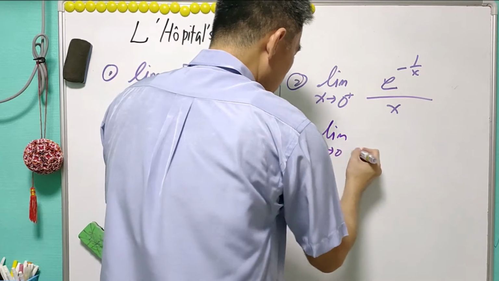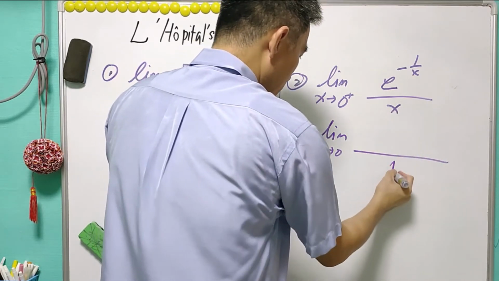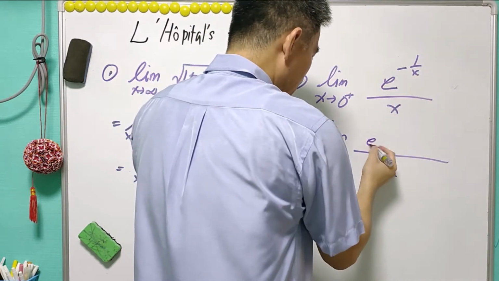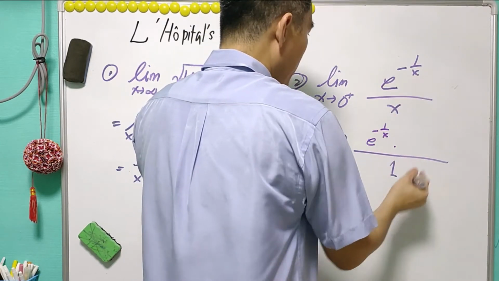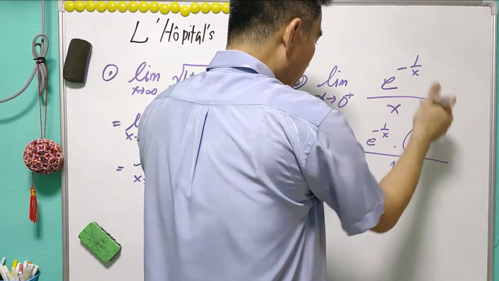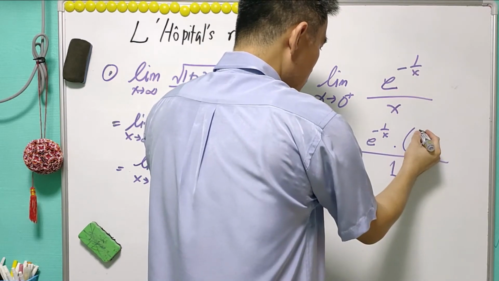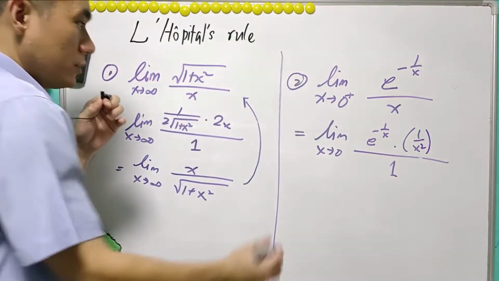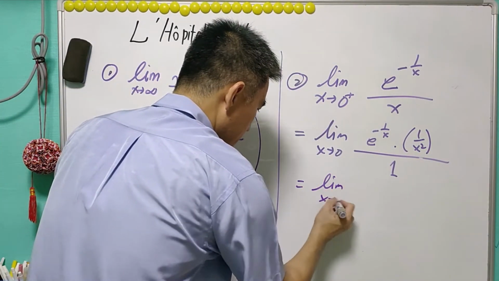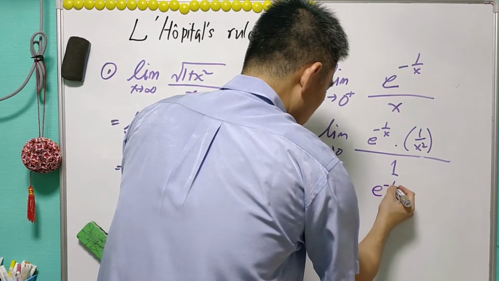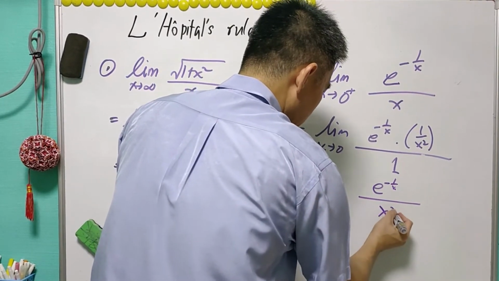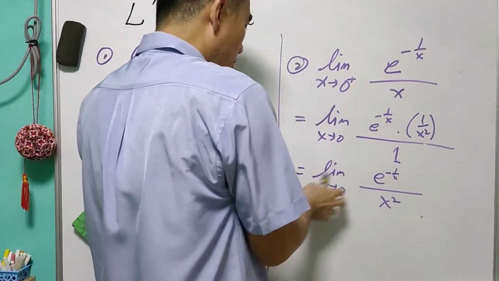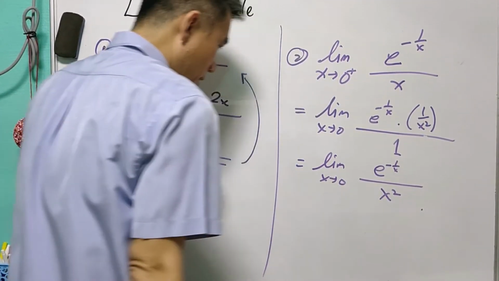So we differentiate the denominator, we get 1. And for the numerator, we'll have e to the negative 1 over x, multiplied with the derivative of negative 1 over x, which is equal to 1 over x squared. So what we have here is e to the power of negative 1 over x over x squared. And again, it is of the form 0 over 0.